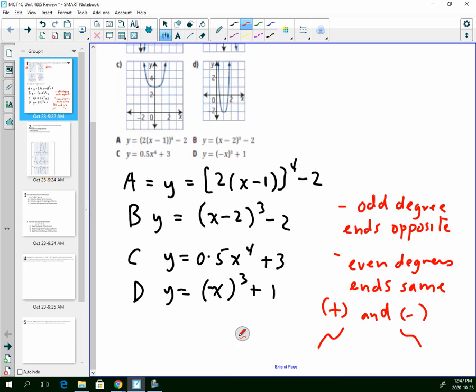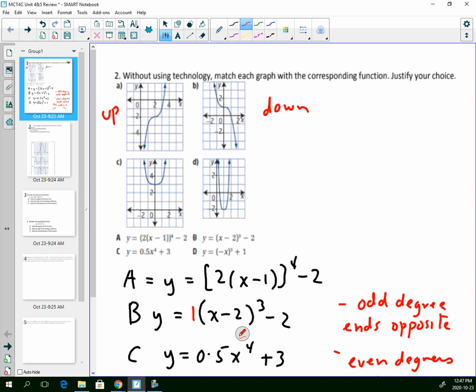So when I look at these equations, I see that B has a positive leading coefficient. There's a 1 there. And then D has a negative, there's a negative here. So let me fix this a little bit. D has this negative leading coefficient, so D should be going down, so this one must be D, and B is going up, so this one must be B.